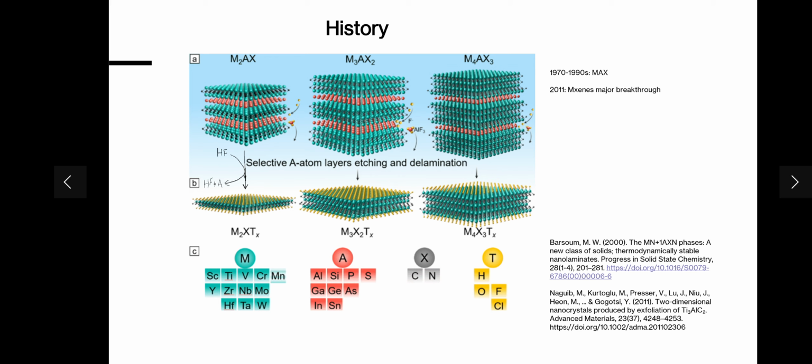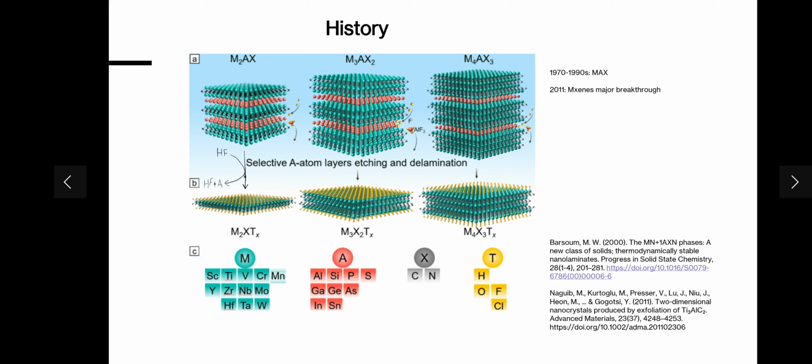MXenes are formed chemically by removing the A element or the A layers to reveal thin, conductive, and reactive nanosheets. The MAX phases, layered ternary carbides and nitrides, generally have the formula MAX. They were initially explored in the late 20th century, from the 70s all the way up until the 90s. They were explored for their unique combination of metallic and ceramic properties, including electrical conductivity and thermal stability.